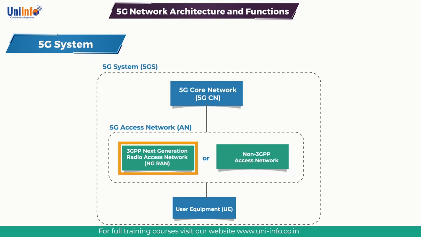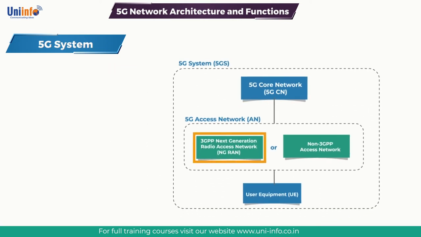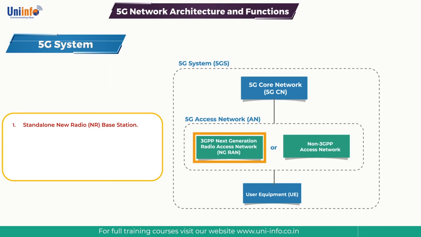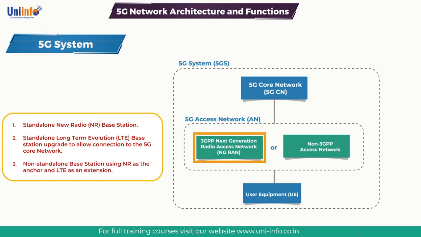The 5G access network can be a 3GPP next generation radio access network or a non 3GPP access network. A 3GPP next generation radio access network can be based upon any of the following options. Those are: first, standalone new radio NR base station. Second, standalone long term evolution LTE base station upgraded to allow connections to the 5G core network. Third, non standalone base station using NR as the anchor and LTE as an extension. A new radio base station is known as a gNode B, whereas the LTE base station, which has been upgraded to allow connectivity with the 5G core network, is known as an enhanced eNode B or a next generation eNode B.